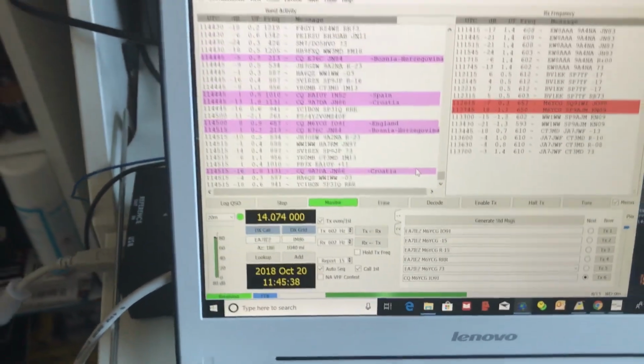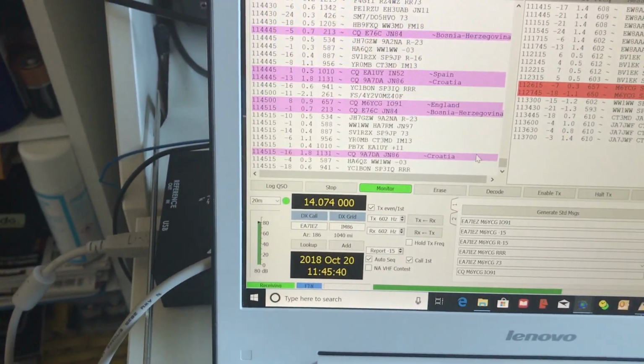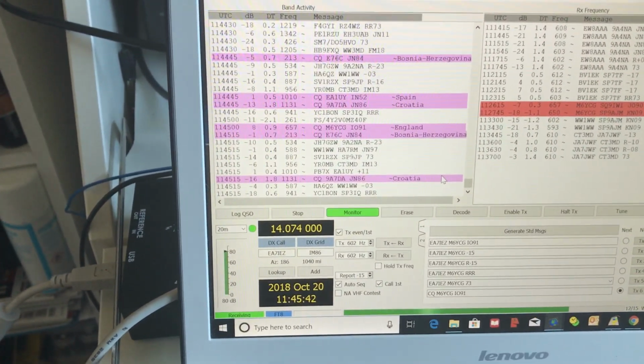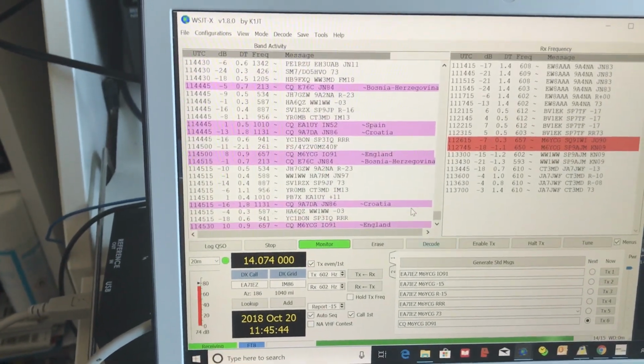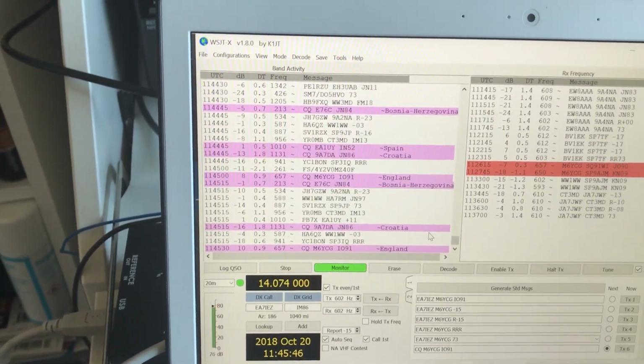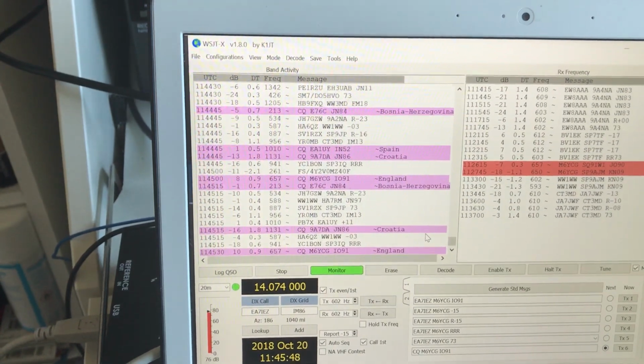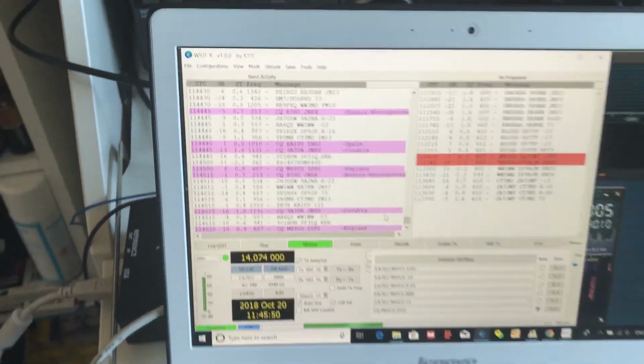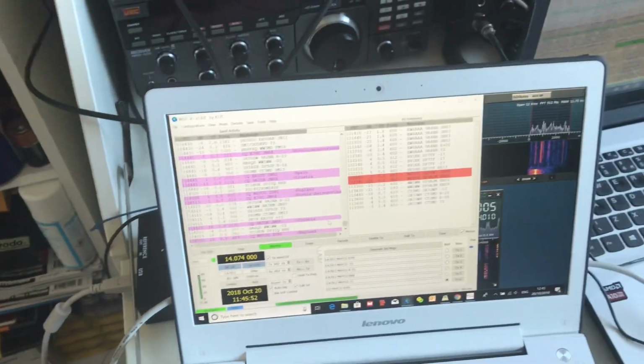So there you go, interesting. Croatia. Minus 16 on the loop is minus 15 on the vertical, so slightly better on the vertical. Not a lot in it. There you go. I thought it was interesting.